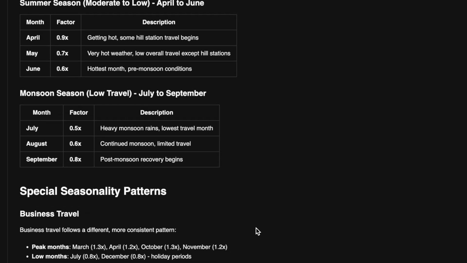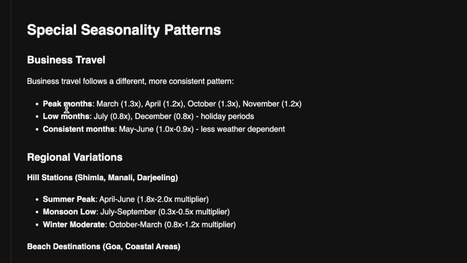Then there are also special seasonality patterns. Like there is a pattern for business travel. So the peak months are March, April, and October, November. July and December are lower booking months and more consistency in May, June.